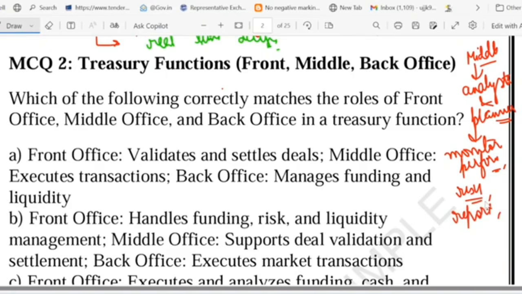Also they have to ensure that the deals made by the front office follow the rules. Whatever deal is made in the front office, should follow the rules. So basically you can think of them as a strategy and control team.